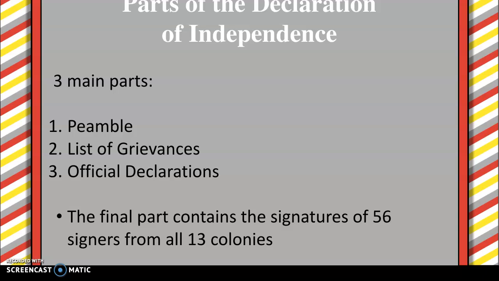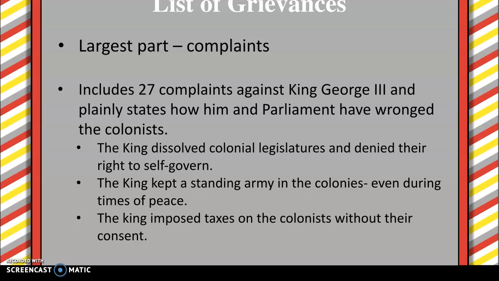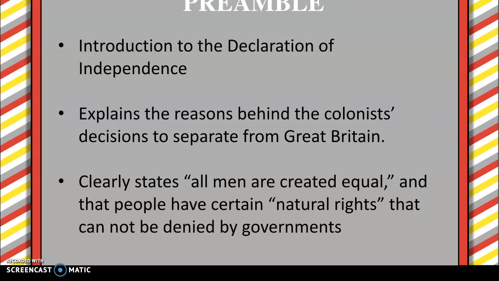There are three main parts of the Declaration of Independence: the preamble, the grievances or the complaints, and the official declaration. And then, of course, the final part is the 56 signatures. All 13 colonies sent representatives to the Second Continental Congress, and they all signed the Declaration of Independence. What is your preamble? This is your introduction to your declaration. This explains the reasons behind why we want to separate from Great Britain. This is where it clearly states all men are created equal. We all have certain natural rights.